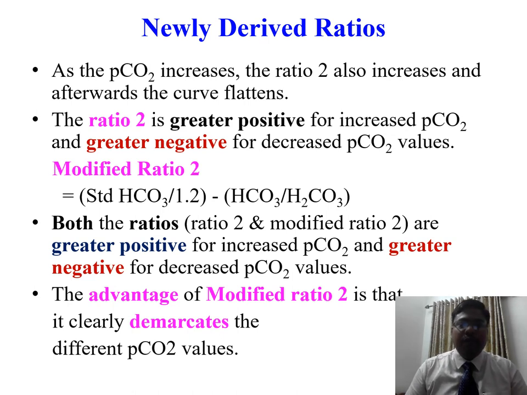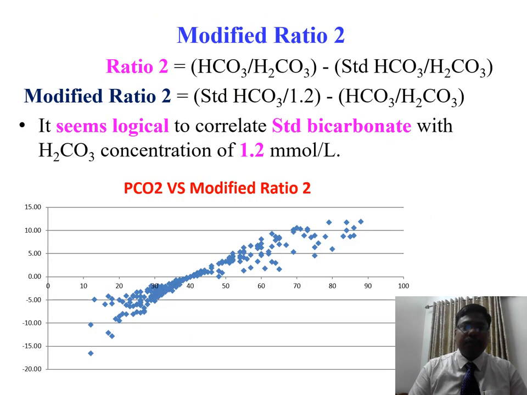Another ratio is the modified ratio 2, which is equal to standard bicarbonate divided by 1.2 minus bicarbonate divided by carbonic acid. Both ratio 2 and modified ratio 2 are greater positive for increased PCO2 and greater negative for decreased PCO2. But the advantage of modified ratio 2 is that it clearly demarcates the different PCO2 values. Ratio 2 is bicarbonate divided by carbonic acid minus standard bicarbonate divided by carbonic acid.